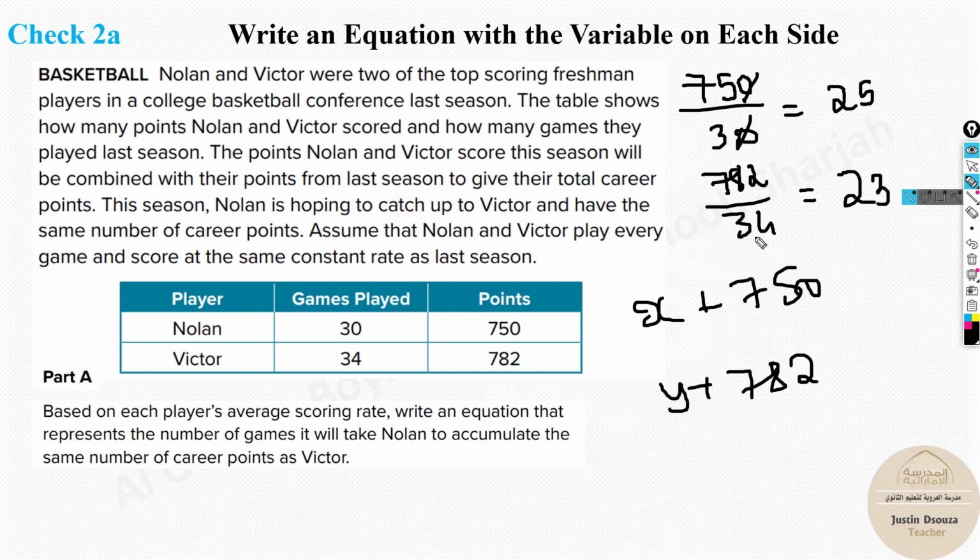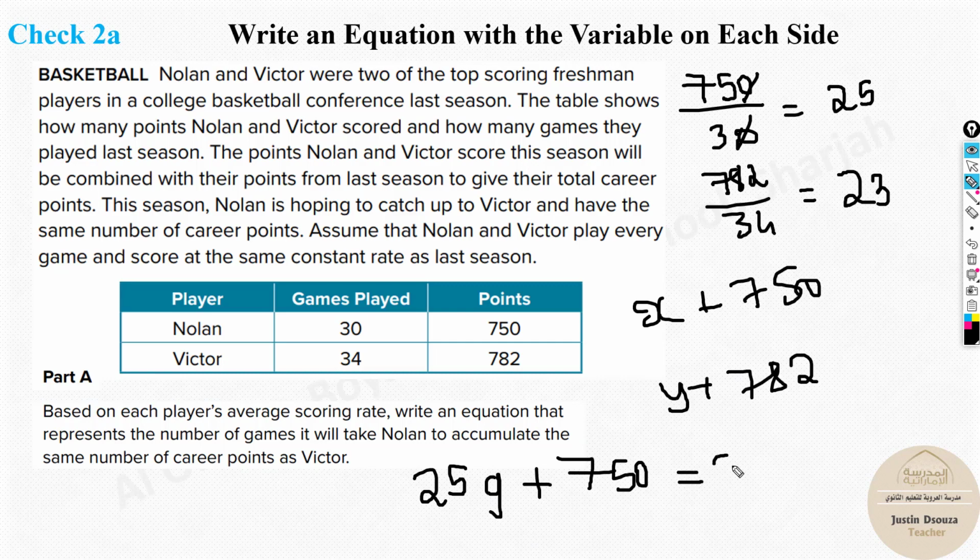Now, what is the equation? We know 25 points each game. I'll write G for game plus 750 is the equation for Nolan. They want to know when will they equate. See, Nolan wants to score. Where was it? The table shows. Okay, Nolan is hoping to catch up. That means make it equal. So Nolan wants to be equal with whom?